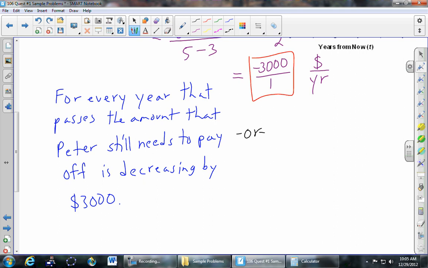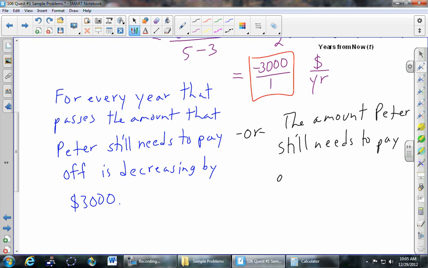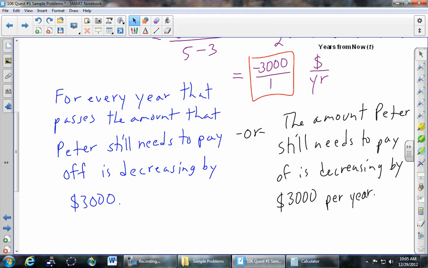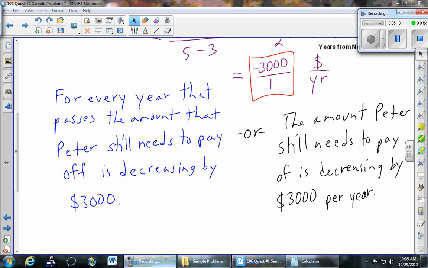There are other ways to say this. You could, for example, say that the amount Peter still needs to pay off is decreasing by $3,000 per year. Either way is fine, and I'm sure there are other variations on those sentences that are fine as well.